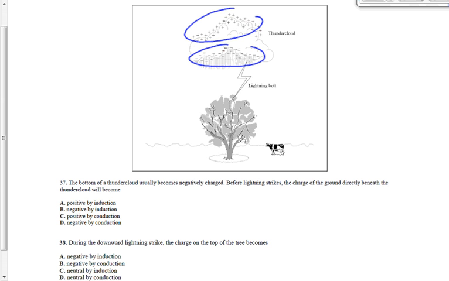Now, the lightning is about to strike. Essentially, we're looking at a negatively charged cloud right here, right? Because the part that's closest to the ground is negatively charged. Here's the ground. The ground is effectively neutral, with an equal number of positives and negatives. What's going to happen to the protons in the ground as a result of these negatives in the cloud? Protons aren't going to move. What's going to happen to the electrons?